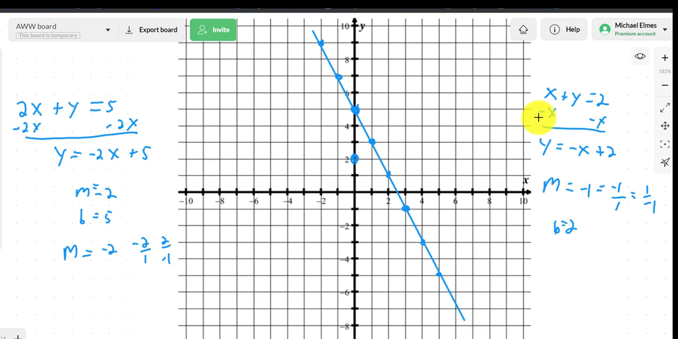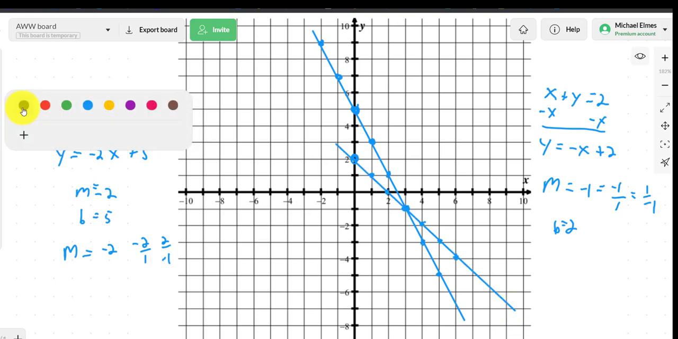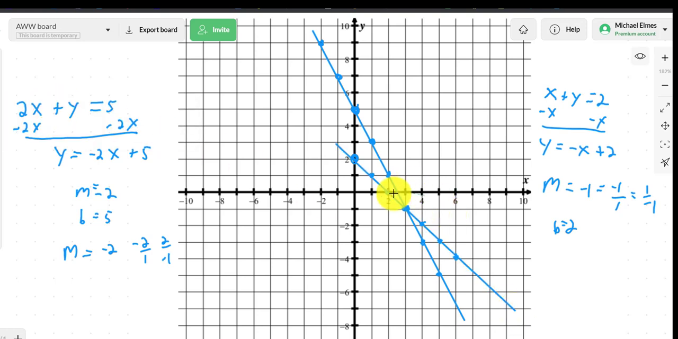And so if I were to go down 1 and over 1, down 1 over 1, down 1 over 1, you can see this is my line. And I'll just connect the dots. And you can see my intersection, right? The whole reason we're doing this is to find the intersection.